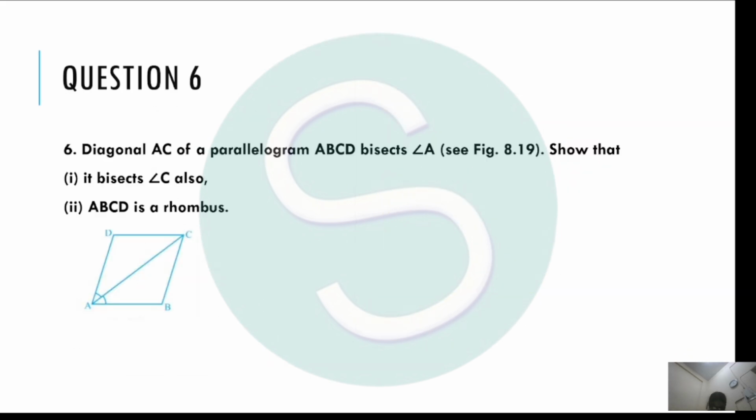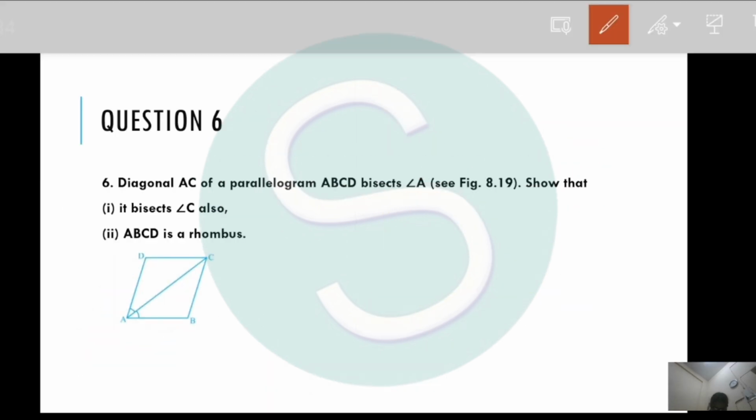Now we will move to next question. हमें क्या given है that diagonal AC of a parallelogram ABCD bisects angle A, then we have to show that it bisects C also and ABCD is a rhombus.